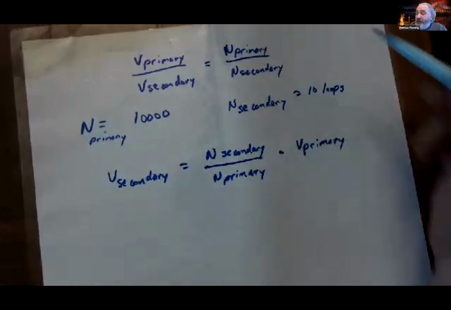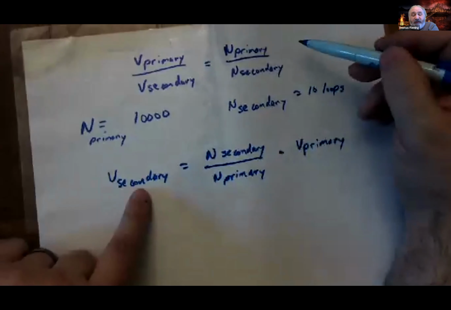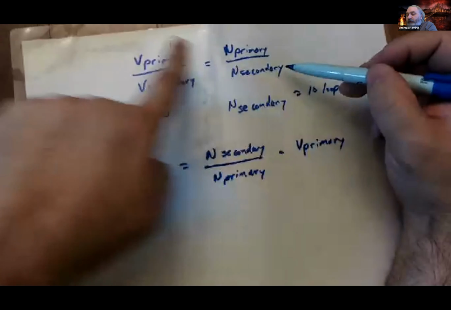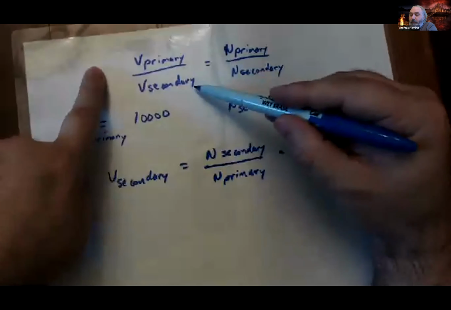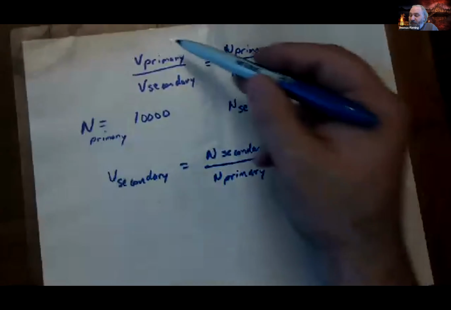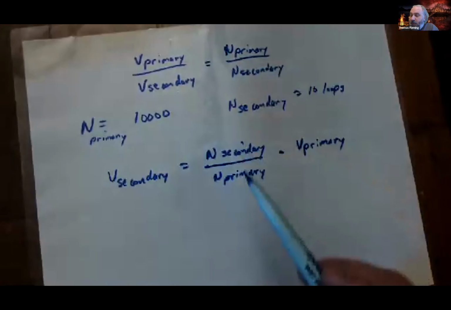so again, what did I do? I took this expression here. I wanted to get V secondary by itself. So I multiplied V secondary on both sides. And then I multiply by this on both sides, divided by this on both sides. That's why these flip. This is on the bottom now. This is on the top now.